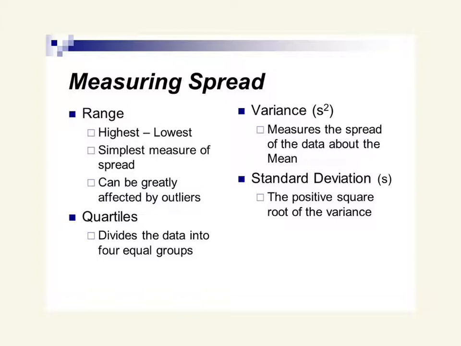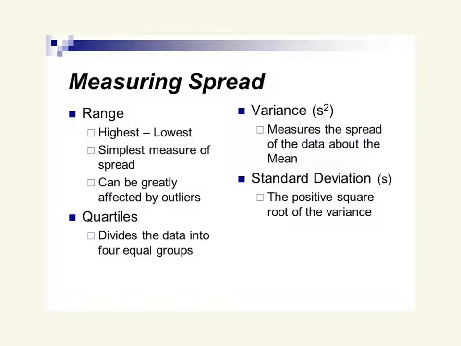The first and the simplest measure of spread is what's known as the range, and you've probably used this in other classes before. The range just simply represents the difference between the highest and lowest value. The problem with the range is that it can be greatly influenced by outliers. So we don't really use the range a whole lot.